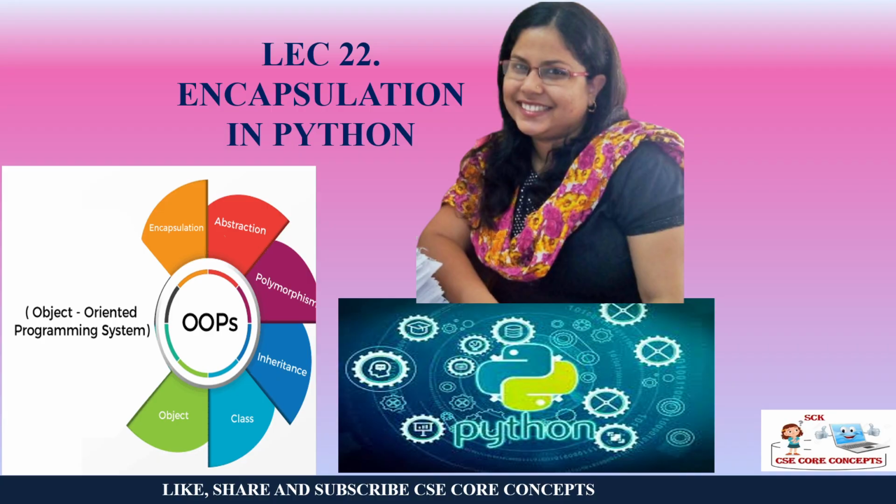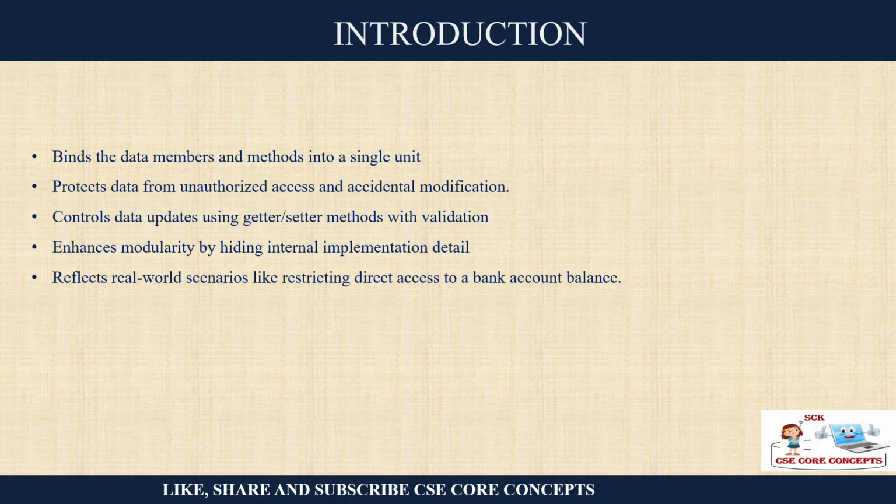So we have been discussing the four pillars of object-oriented programming, namely inheritance and polymorphism. We have already discussed them and now we are going to start with encapsulation. Basically, what we mean by encapsulation is that you bind the data members and the methods in a single unit. Why do you need to do that?